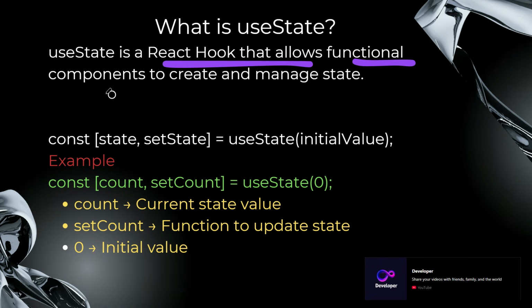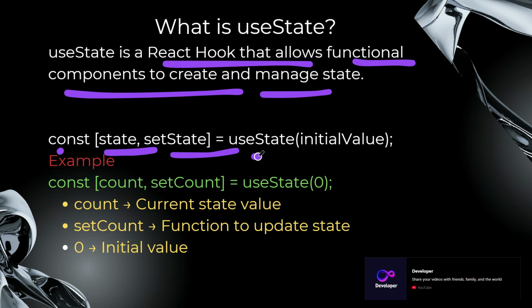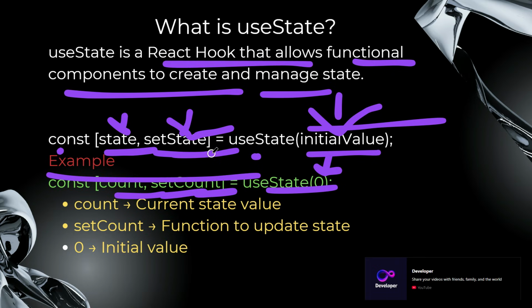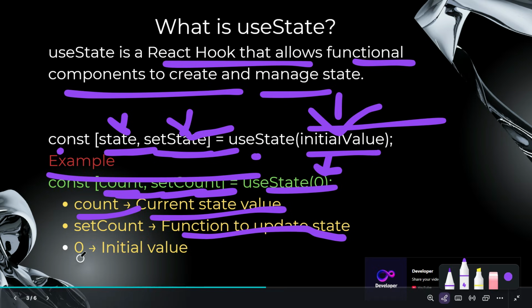useState is a React hook that allows functional components to create and manage state. Here, const state, setState is useState. State stores the current value, and setState is the update function that updates your current value. By default, you have to put in its initial value. For example, const count, setCount equals useState(0). The initial value is 0, setCount is the update function, and count stores the current value.